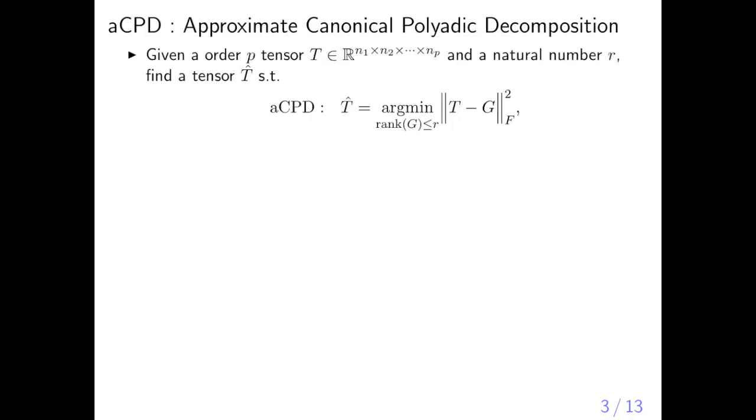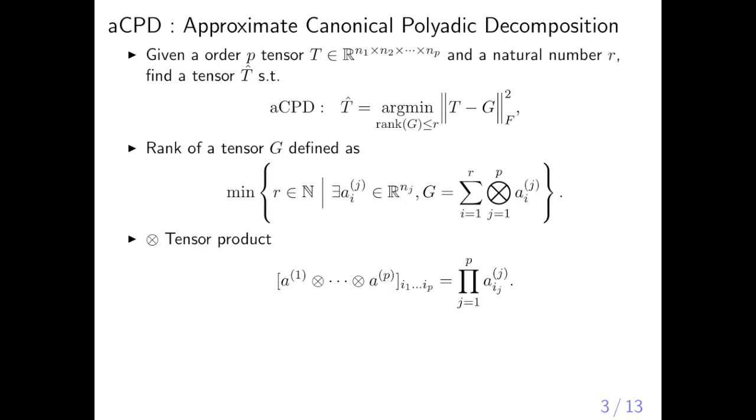Now, we talk about Approximate Canonical Polyadic Decomposition, or in short, aCPD. Here is the problem description. Given a tensor T and a factorization rank R, solve the non-convex minimization problem as shown. The minimization problem is to find the minimizer of the Frobenius distance between the given tensor T and all the tensors G that have rank at most R.